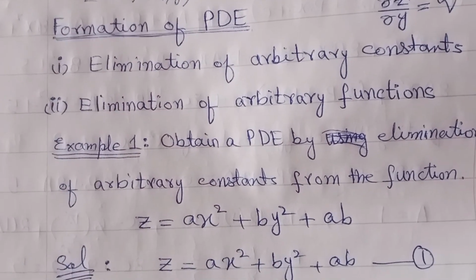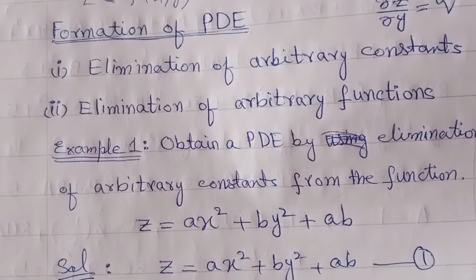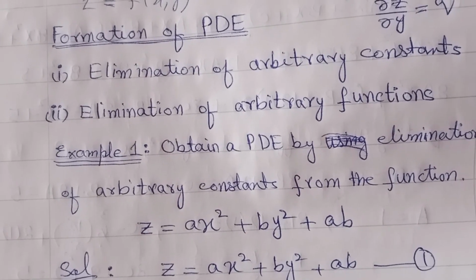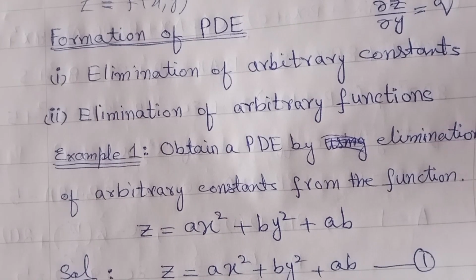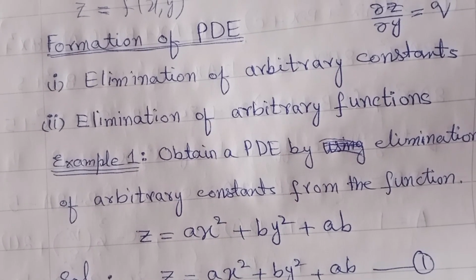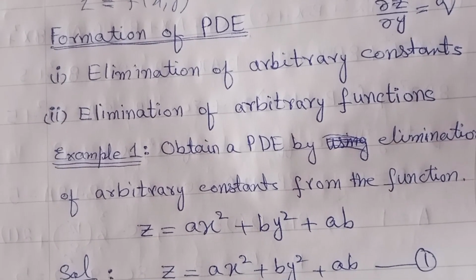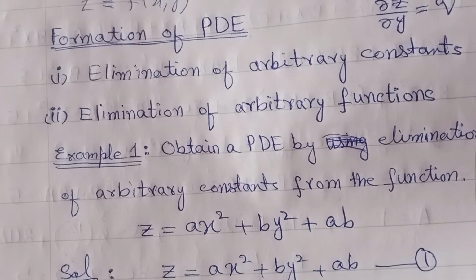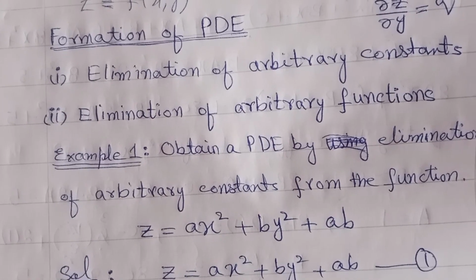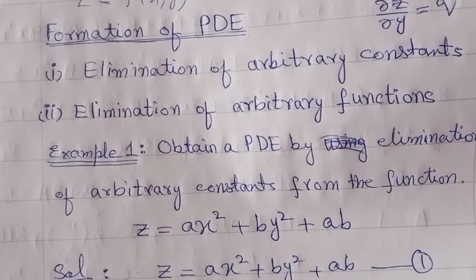So for formation of the partial differential equation of function z, because we have two arbitrary constants, we must remember that forming the partial differential equation is similar to the formation of an ordinary differential equation. For formation of an ordinary differential equation, we differentiate the function with respect to the given arbitrary constants. So the same method we will apply here in the technique of elimination of arbitrary constants. If we have one arbitrary constant, for formation of the partial differential equation, we will differentiate one time. If we have two arbitrary constants, we will differentiate two times.